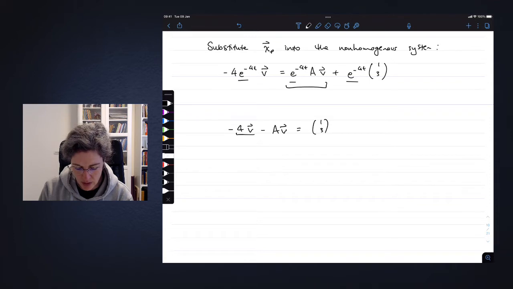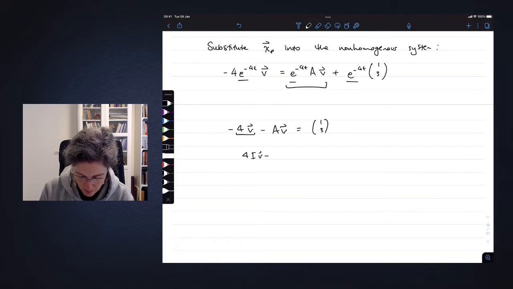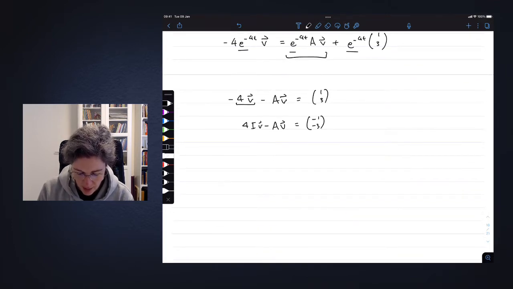And I'm going to look at this term over here and rewrite that as 4 times the identity matrix times v. So we can always multiply by the identity matrix, just like we can always multiply through by 1. So that will give me 4 times I times v plus A times v is equal to (minus 1, minus 3). And now that I've got a matrix here and a matrix here, I can factor out my v. So I've got 4I plus A times v is equal to (minus 1, minus 3).